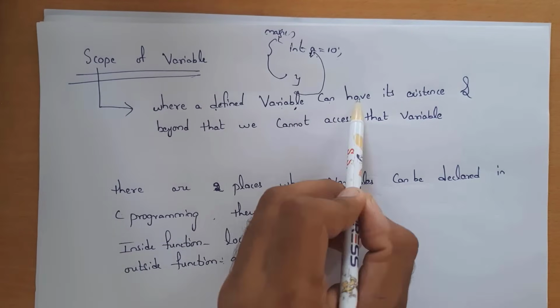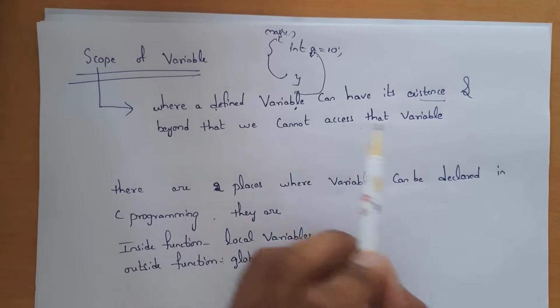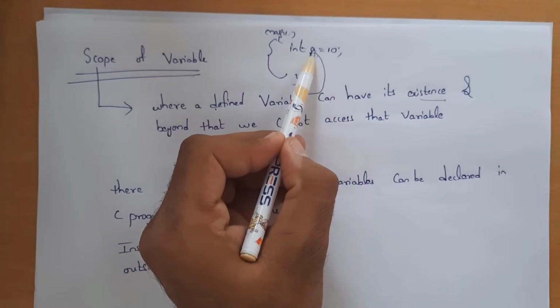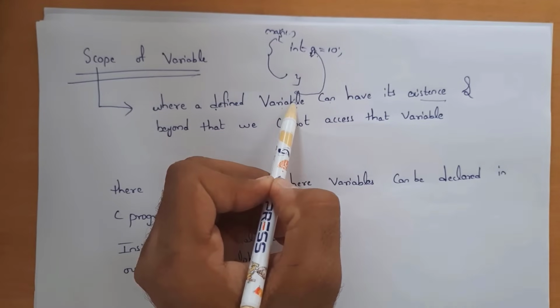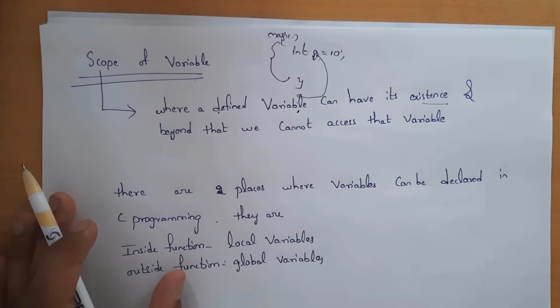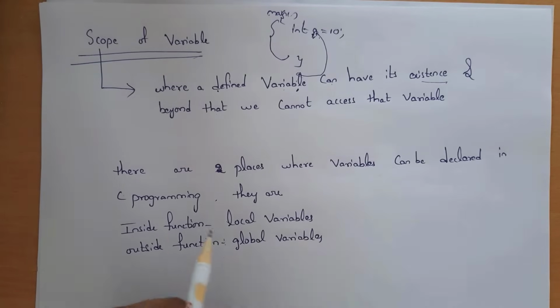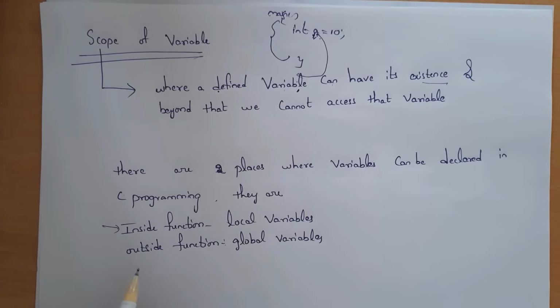So I cannot access this variable a outside the main function because its existence is present only inside the main function. This is the meaning of scope of a variable. In C programming we can declare variables in two places: one is inside a function and another is outside a function. Variables which are declared inside a function are known as local variables, and variables which are declared outside a function are known as global variables.